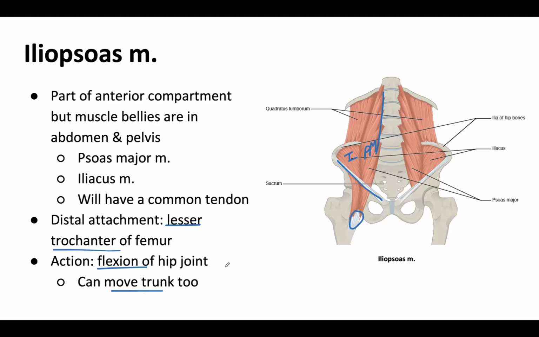In reality, the portion of this muscle in the anterior compartment of the thigh is quite small, mainly just the tendon, and it's quite deep as well, so it's not as readily visible as some of the other muscles of the anterior compartment.